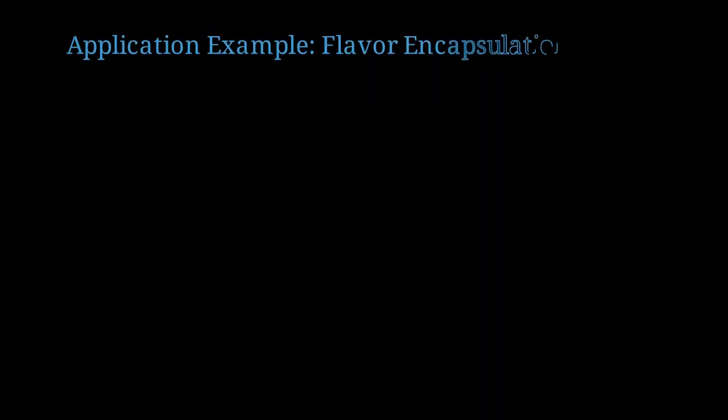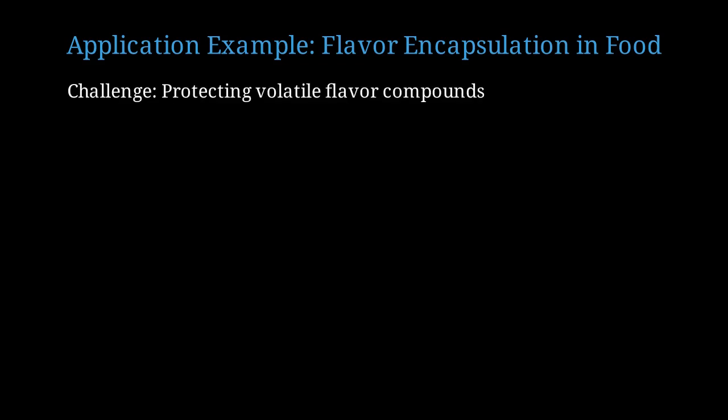Now let's look at a food science application: flavor encapsulation. Many flavor compounds are volatile and degrade quickly when exposed to air, light, or heat. We want to encapsulate them in oil droplets suspended in a gelatin matrix. For optimal flavor release and mouthfeel, we want droplets between 10 and 20 micrometers. Too small, and the flavor releases too quickly. Too large, and it tastes oily.